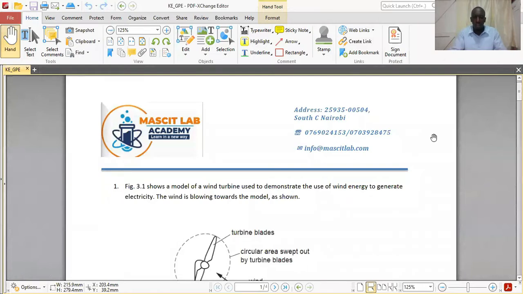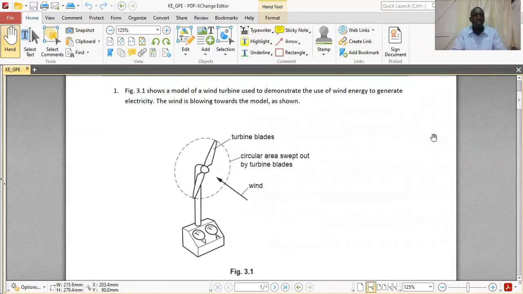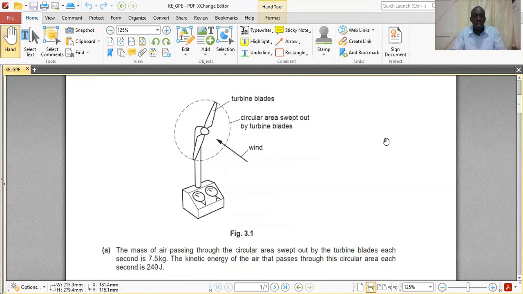I got these questions from different past papers, so the naming of the figure cannot be in line with the question number. Figure 3.1 shows a model of a wind turbine used to demonstrate the use of wind energy to generate electricity. The wind is blowing towards the middle as shown, so you can see this is the direction of the wind towards the turbine. The circular area is swept out by the turbine blades.